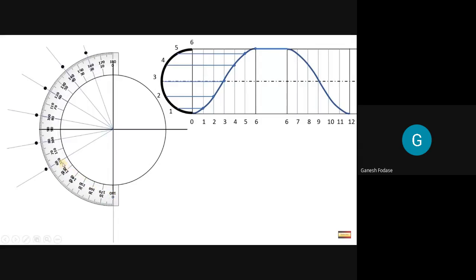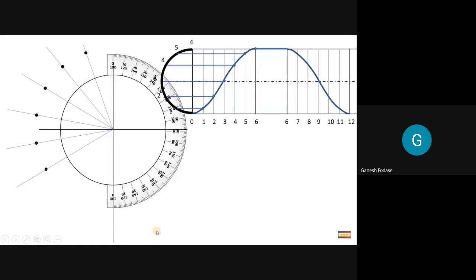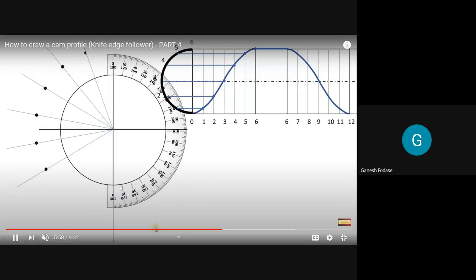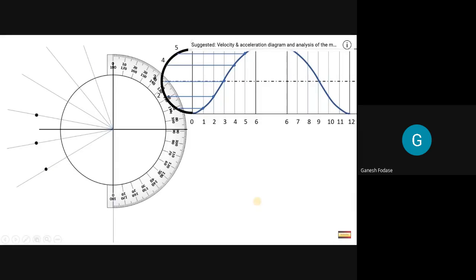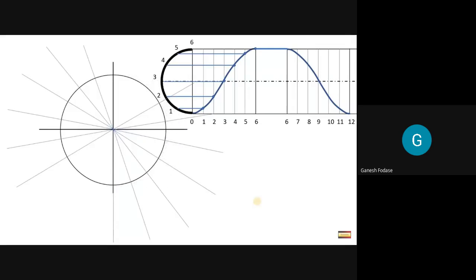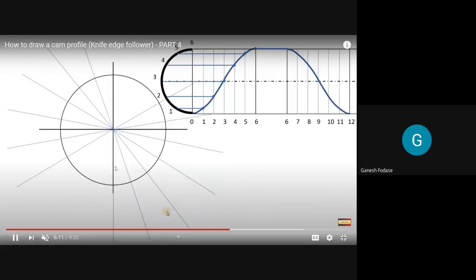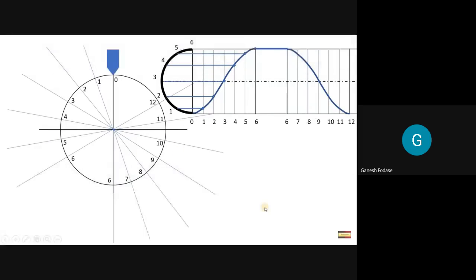Now mark 60, the next 60 angle here. This represents your dwell period. Now next, from this dwell, you have to mark the return stroke. How much is the return stroke given? Angle of return? 120. So mark 120, and this is the angle. You can check from here to here it is 120, and again divide into 6 parts. Why 6? Because here also we take 6 parts.